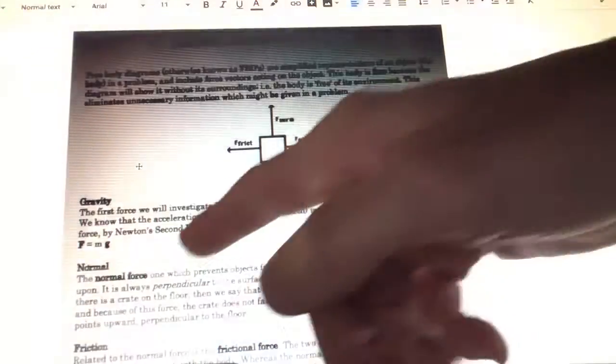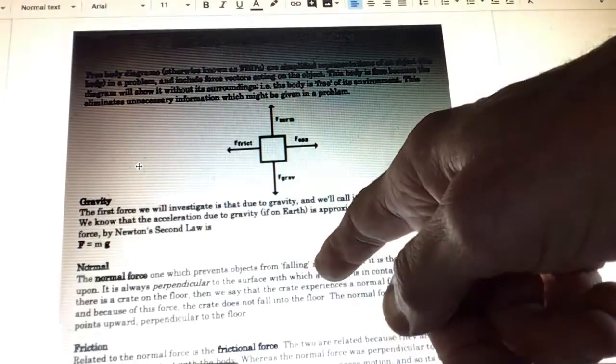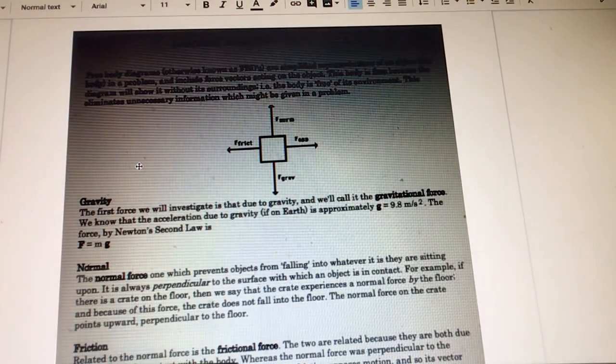The normal force prevents objects from falling into whatever it is they are sitting upon. It is always perpendicular to the surface with which an object is in contact. For example, there's a crate on the floor. Then we say that the crate experiences a normal force pushed up by the floor. Because of this force, the crate does not fall into the floor. The normal force on the crate points upward.